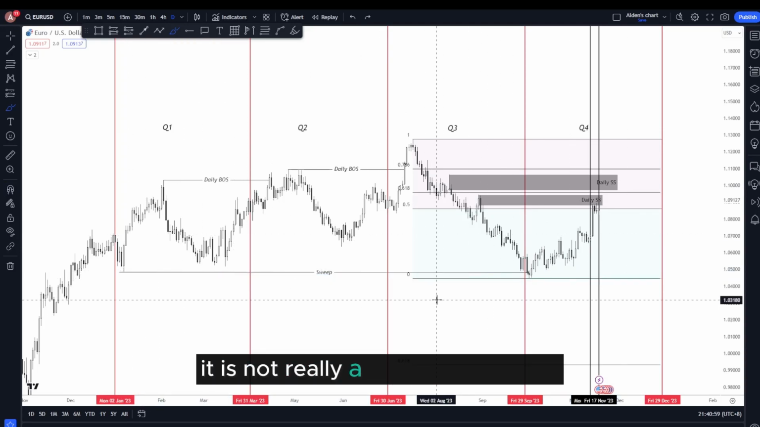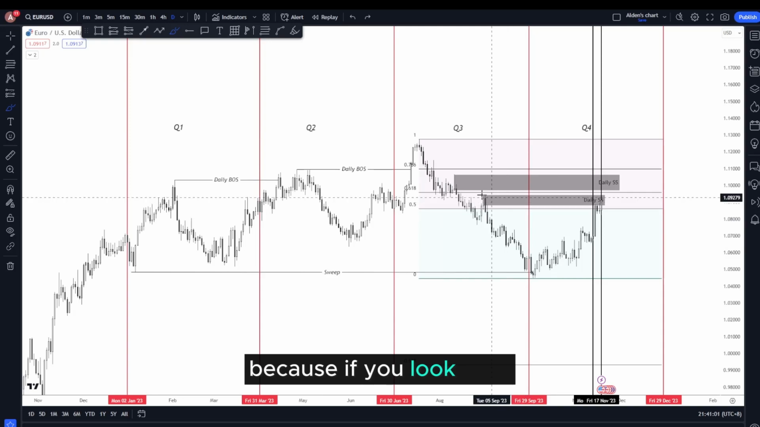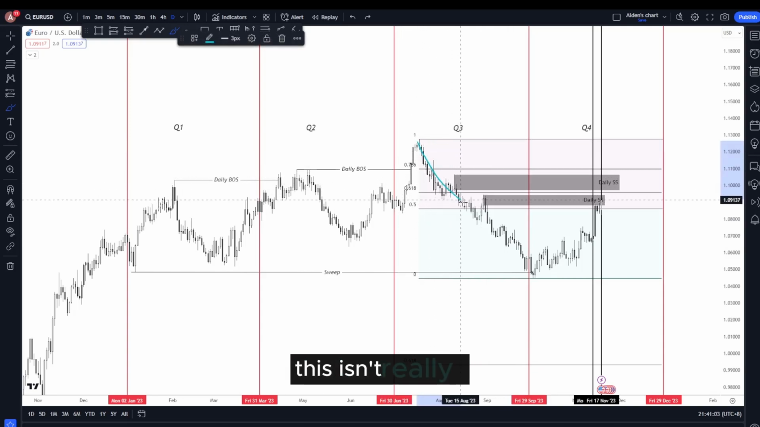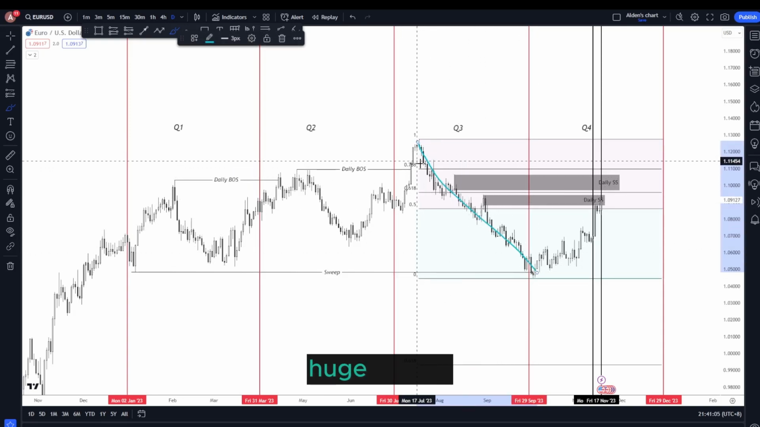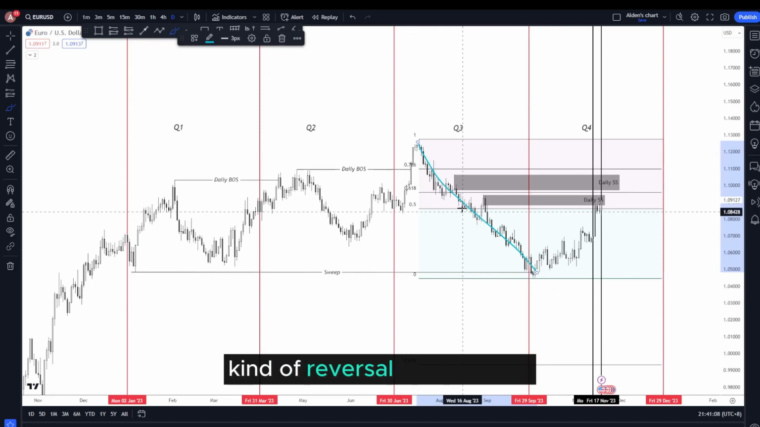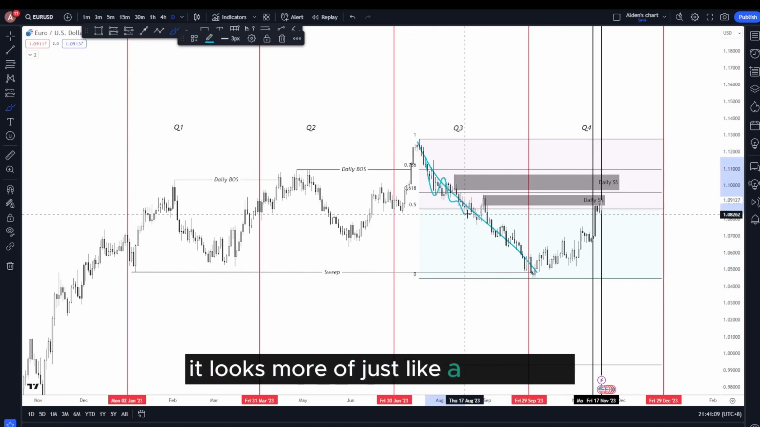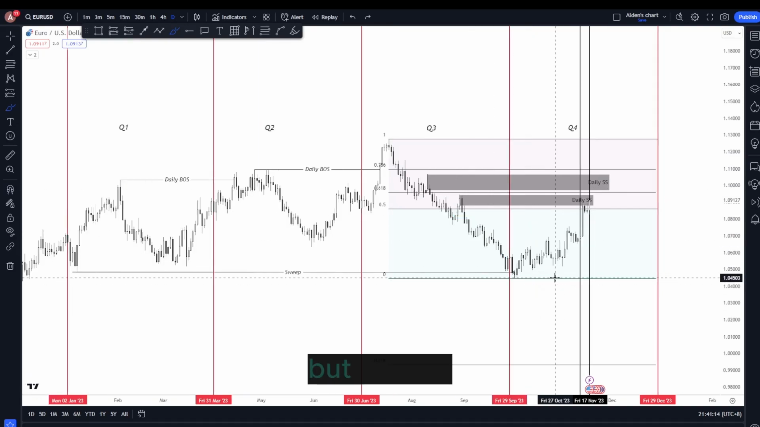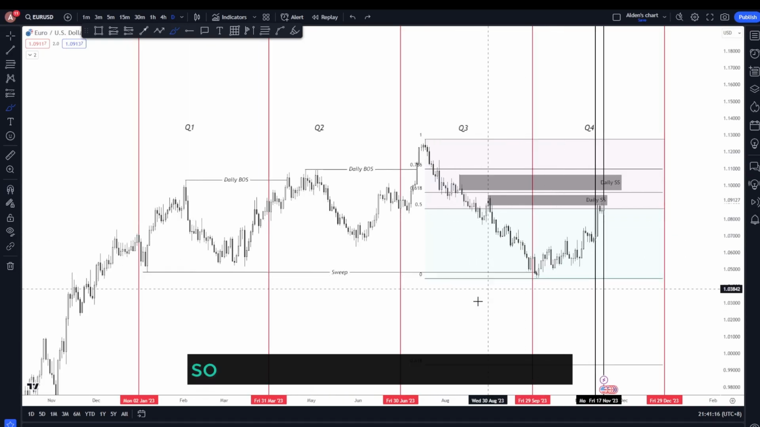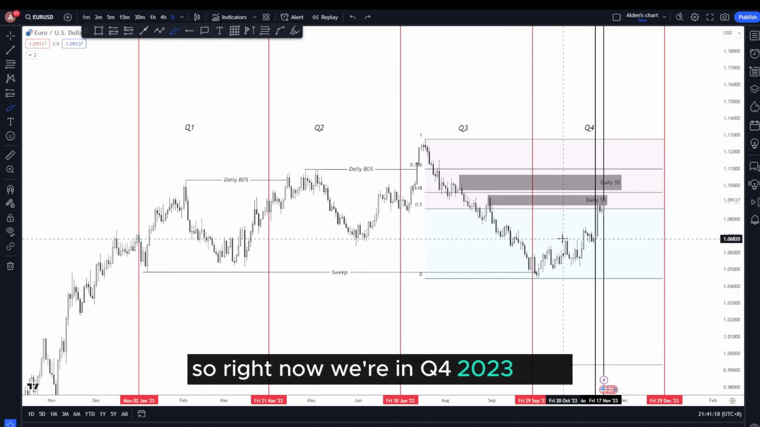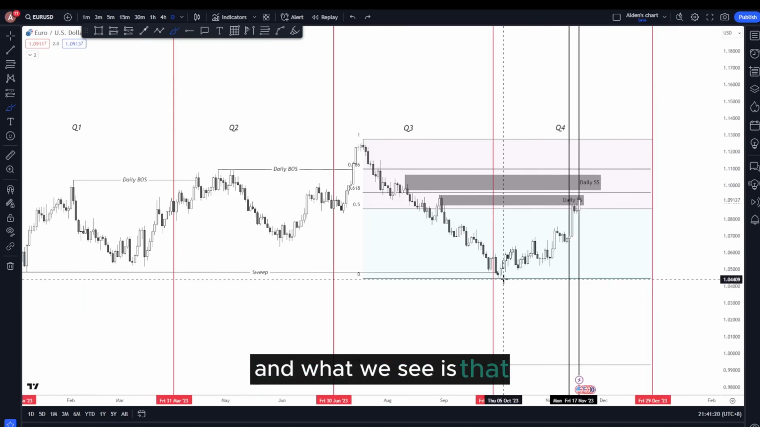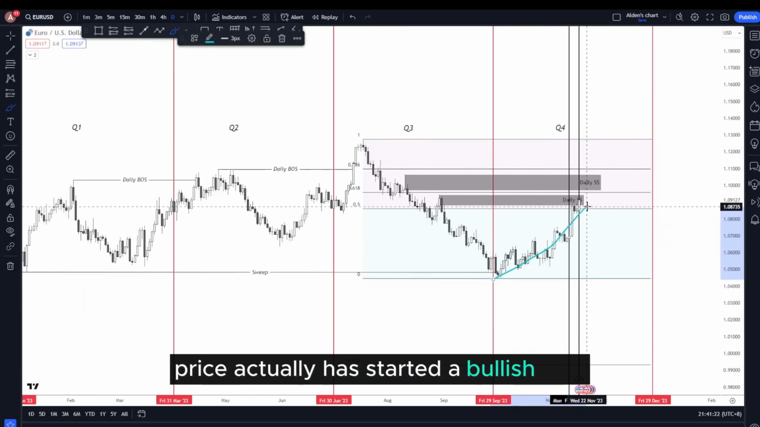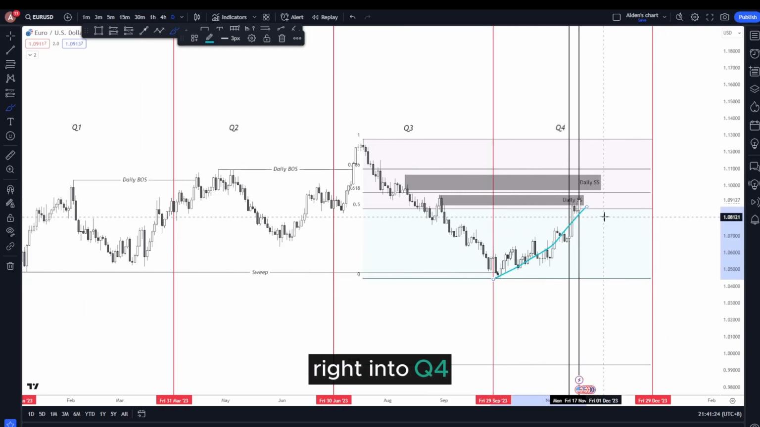It is not really a break of structure, because if you look, this isn't really a huge volume kind of reversal. It looks more like just liquidity or a retracement down. But anyways, right now we're in Q4 of 2023, and what we see is that price has actually started a bullish rally into Q4.